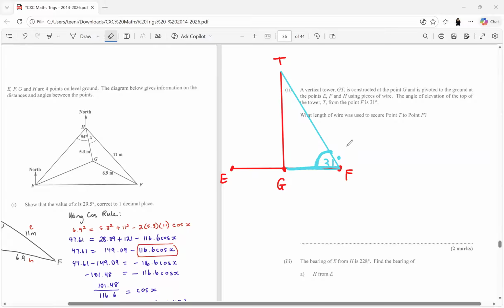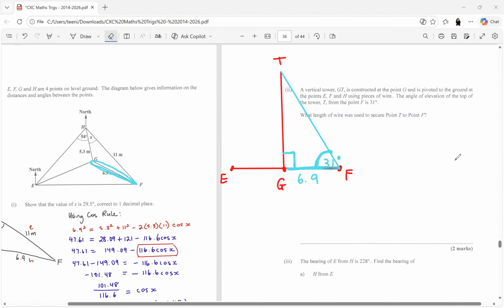So if that's your angle of 31 degrees, what other information do we have? We know the distance of GF is given here. GF is 6.9. And this is a right angle because the pole from the ground is at a 90-degree angle.